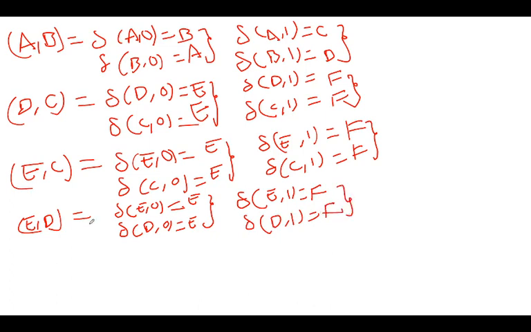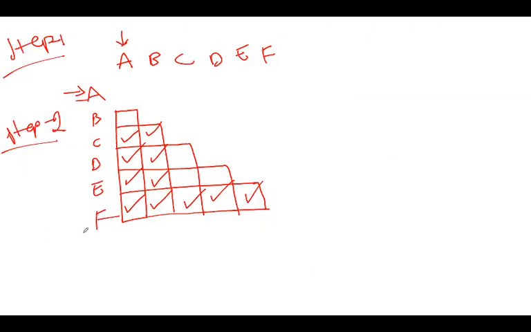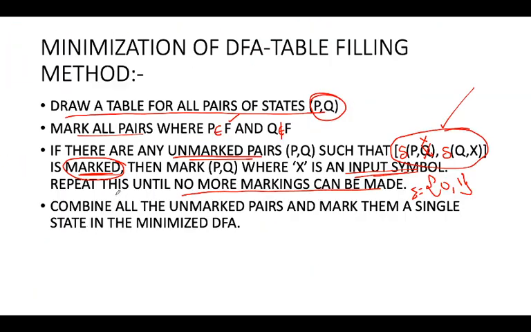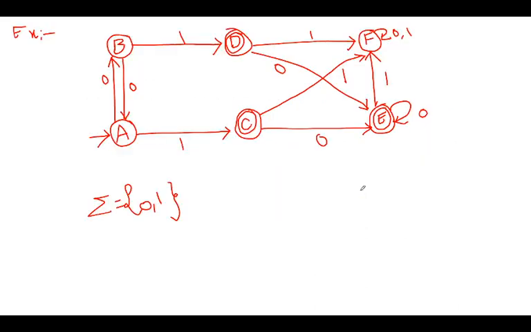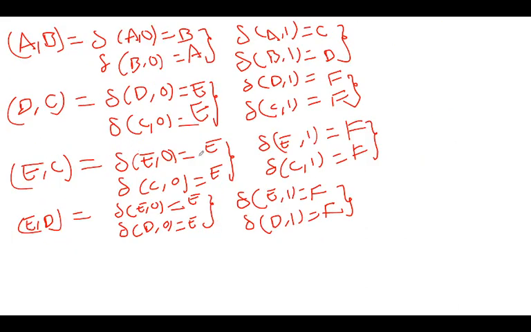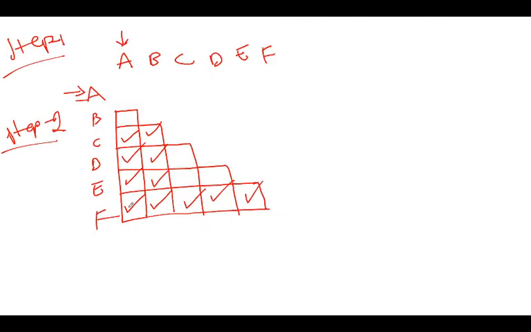So there are no marked states. Just remember, repeat this until no marking can be made. Here no marking will happen, so we have to stop here onwards only. It is our final diagram.